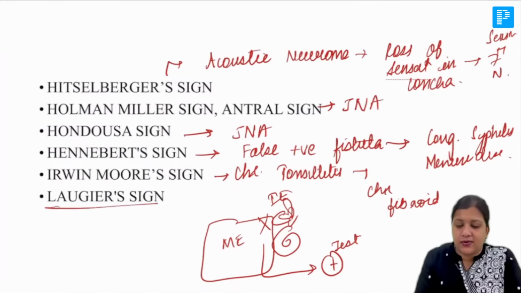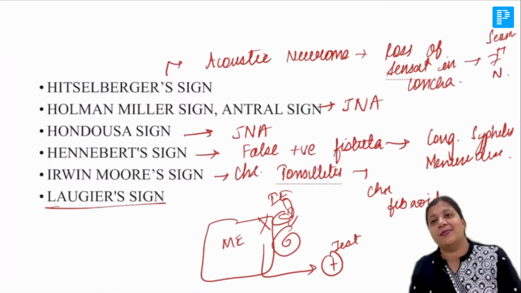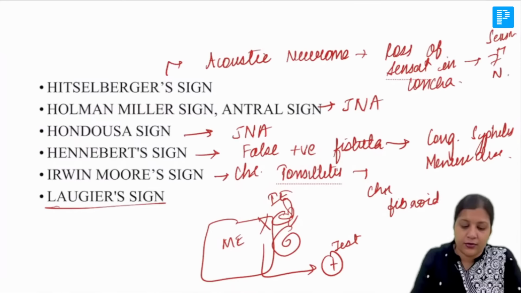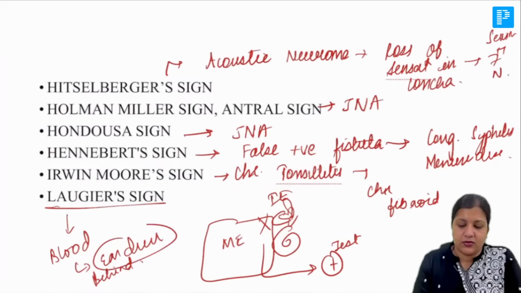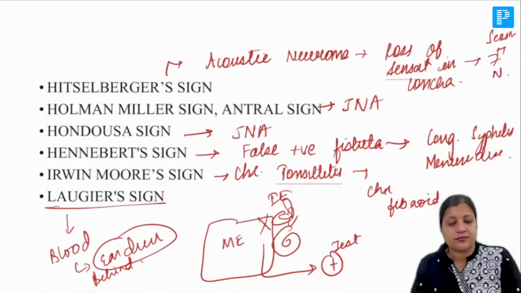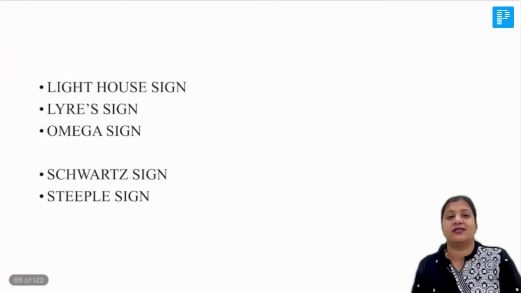Yes. The last one is Lodger's sign. Lodger's sign is basically whenever there is a trauma, there could be blood accumulation behind the eardrum. That is called, behind the tympanic membrane, you see that there is accumulation of blood. That we call Lodger's sign.